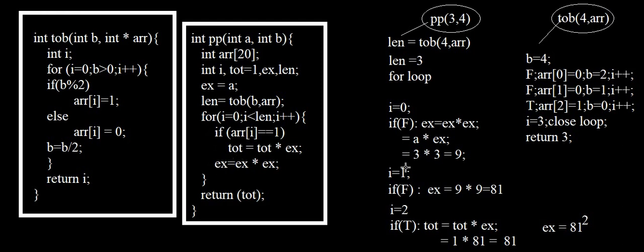Okay, now let's see this. When i equals 0, there was a false condition. The if became false because array of 0 is 0, so 0 is not equal to 1, so you can skip this statement and come here.